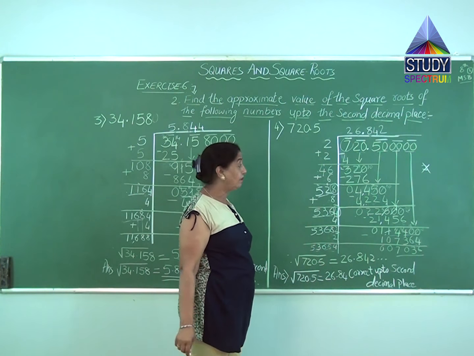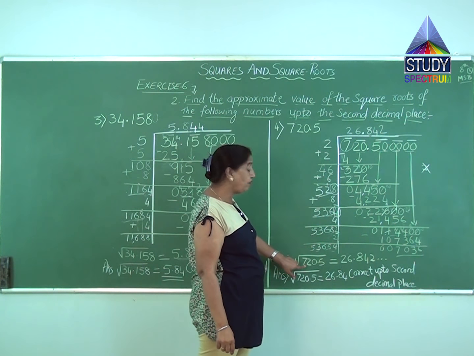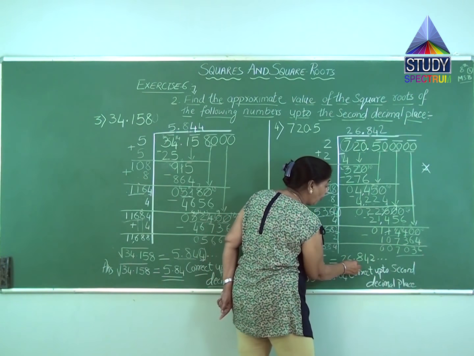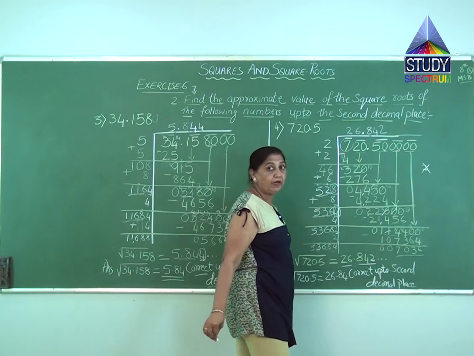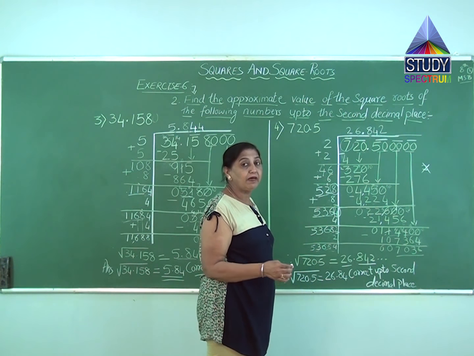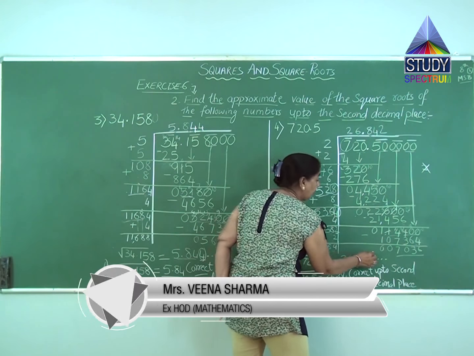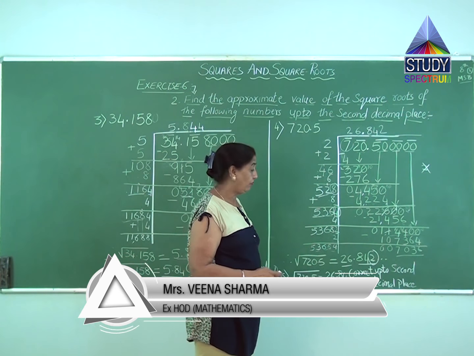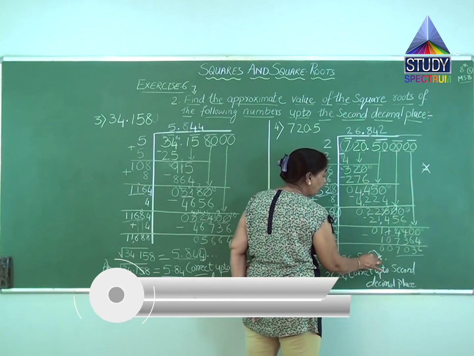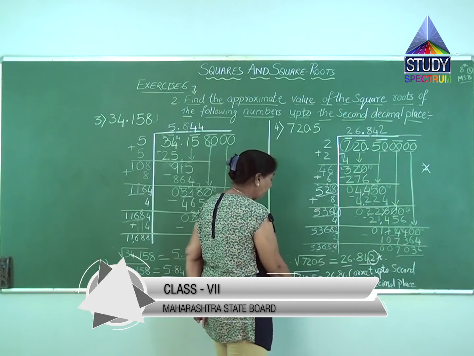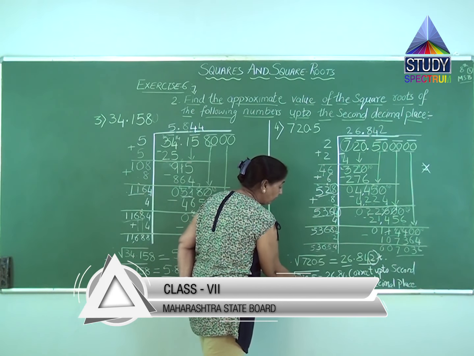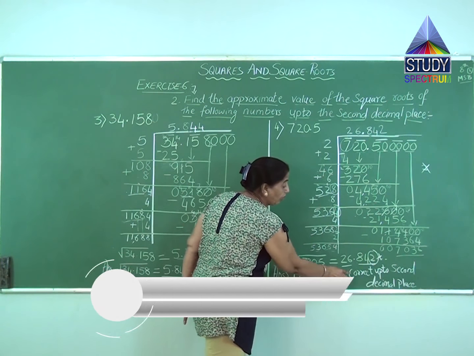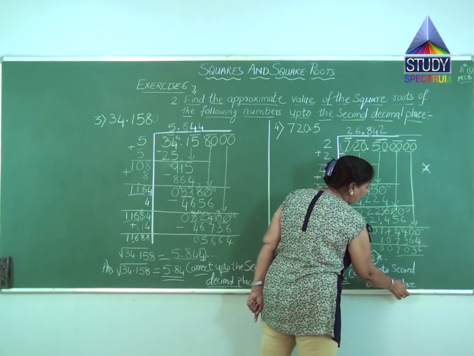So now what is the answer? The answer to this root of 720.5 is 26.842. Now as you know, we need answer up to the second decimal place. So I will consider this 2. 2 is less than 5. So I will drop it. I will not take this. So the answer to this root of 720.5 is 26.84, correct up to the second decimal place.